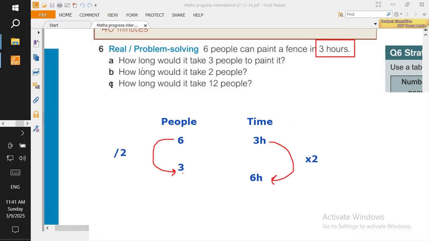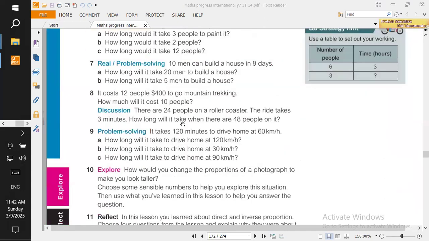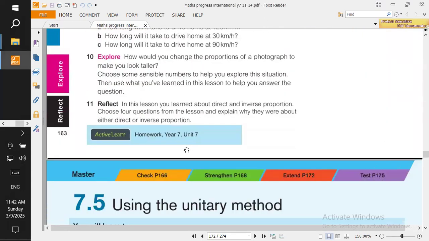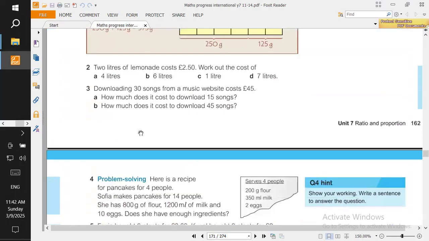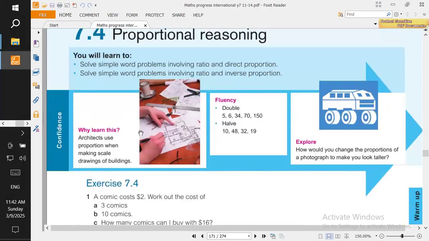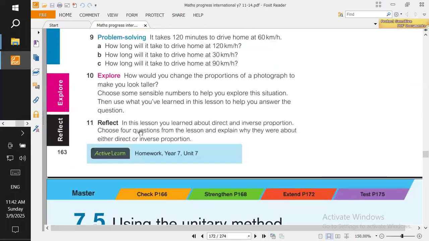Same idea with question B and C. You can use the same method to find the answer for the question. Now let's move on to the next question. Same idea here. If it's inverse proportion, you use the opposite method. If it's direct proportion, you use the same method to find the answer to the question. And this is how you answer a question like this.